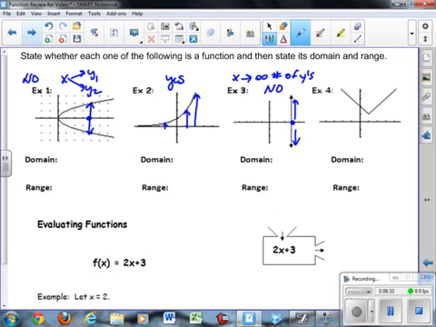And in the last example, yes, very similar to the parabola we looked at on the first page. Each x has one y, so yes, this is a function. Now, what are the domains and ranges of these functions?